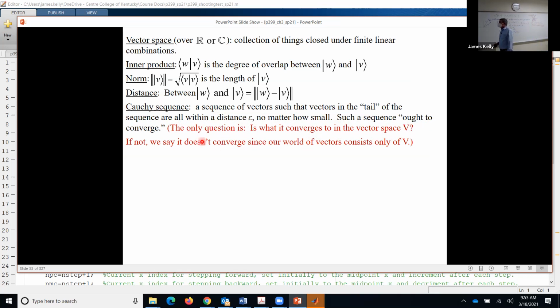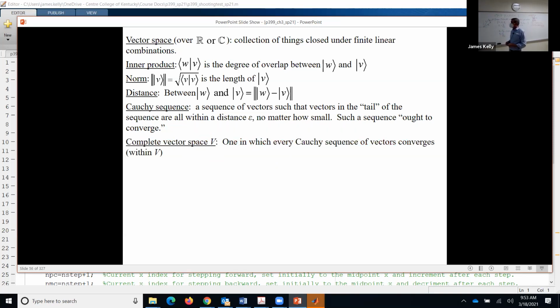If it's not in the vector space, we wouldn't even say it converges, because usually when people say converges, they mean converge to something in the vector space, because when you're a mathematician, you define the vector space, and that's my whole world. There's nothing outside the vector space, right? Even though, sometimes in the world of physicists, we're thinking of some larger space of functions or something like that.